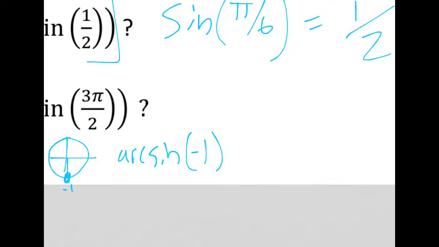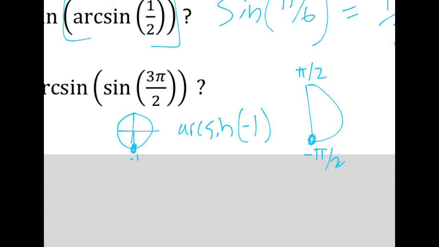Well, again, think about where we're looking. We're looking between negative pi over 2 and pi over 2. So we need to answer this as negative pi over 2, because that's where we get a sine value of -1. Notice it's the exact same spot on the unit circle, but we have to answer in terms of our range of the arcsine function. So we have to answer this as negative pi over 2, which is a little weird, but hopefully makes sense.